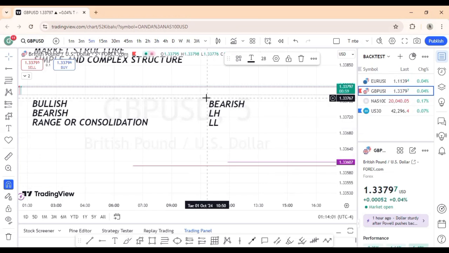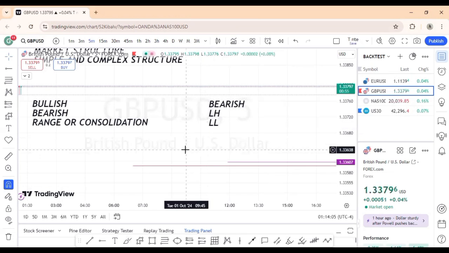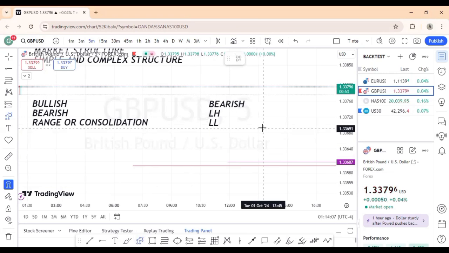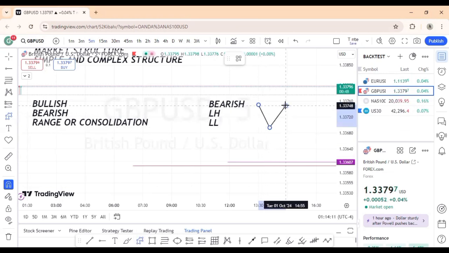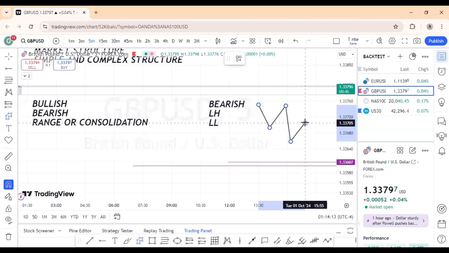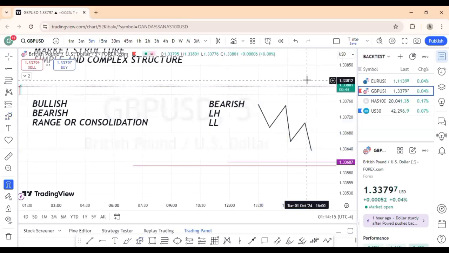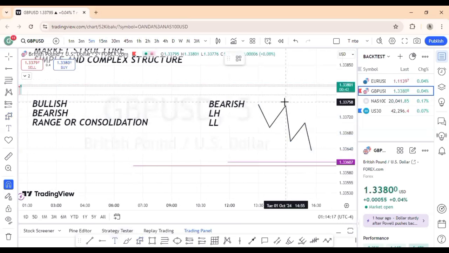Now, what do we mean by lower highs and lower lows? The same analogy I gave earlier is what I will still give you again. So watch this. Are you seeing what I'm saying? So now we have what? This is a lower high, right?